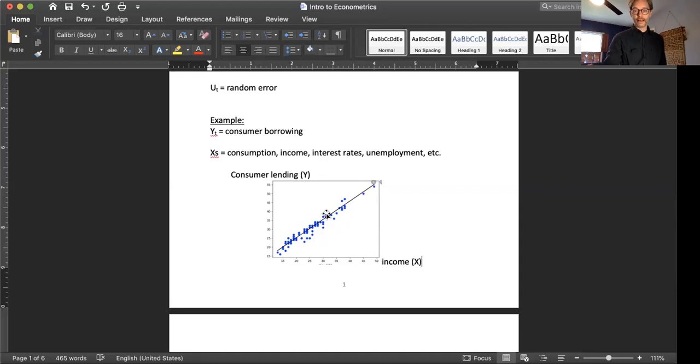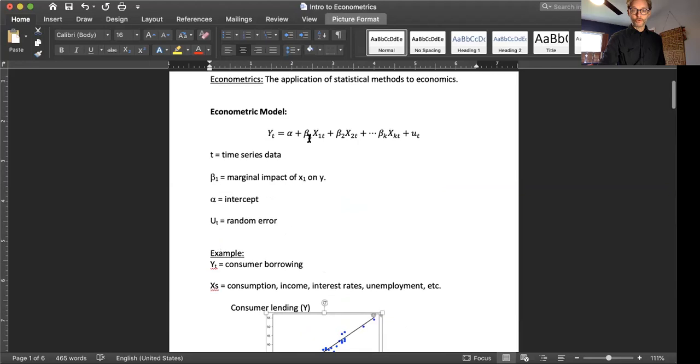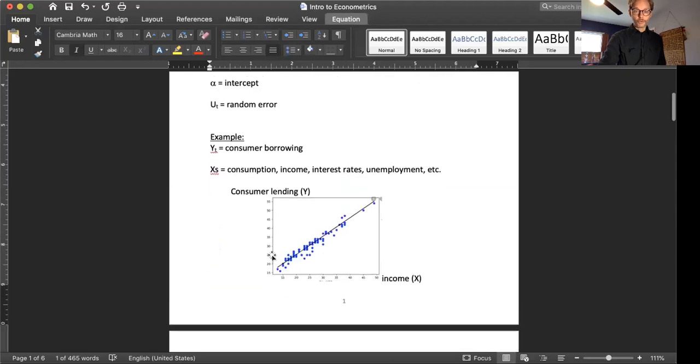What is regression analysis? Regression analysis is essentially fitting a line that best fits the data. And by fitting a line, what we mean is we're trying to determine the best betas and the best alpha, in other words, the best intercept and the best slope of this line that fits the data the best. Once we know that intercept and that slope, then we can say something about how X impacts Y, so in this case, how income impacts consumer lending.